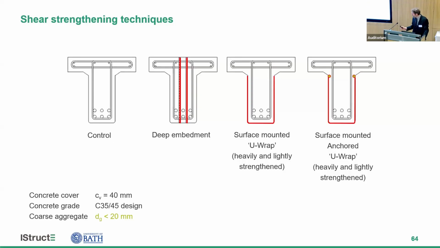So surface mounted UWRAP, both heavily and lightly strengthened. Surface mounted UWRAP with this sort of anchor where we cut a slot, pushed the FRP into that slot and bonded a bar in there to try and anchor the tops of that FRP. And then we also looked at this deep embedment strengthening method that we developed at Bath.